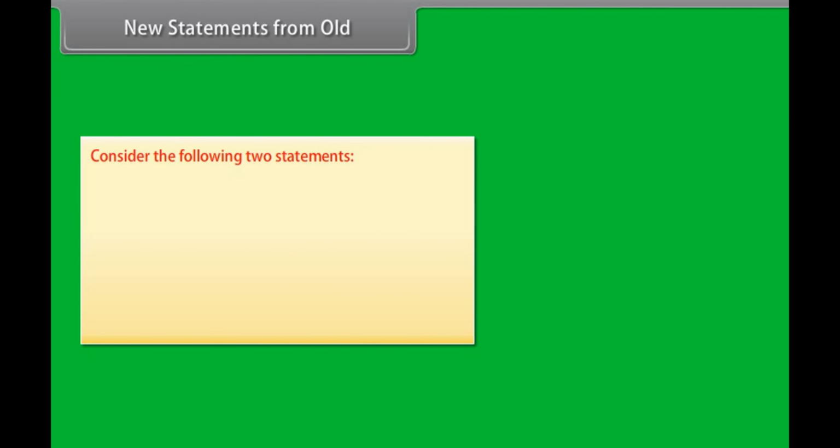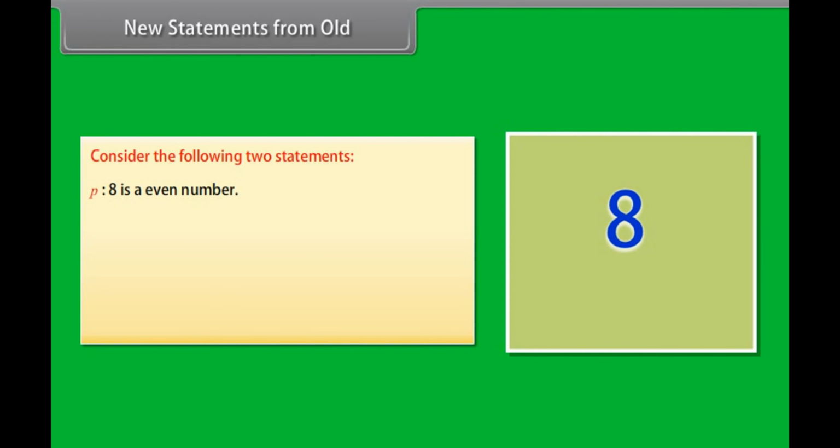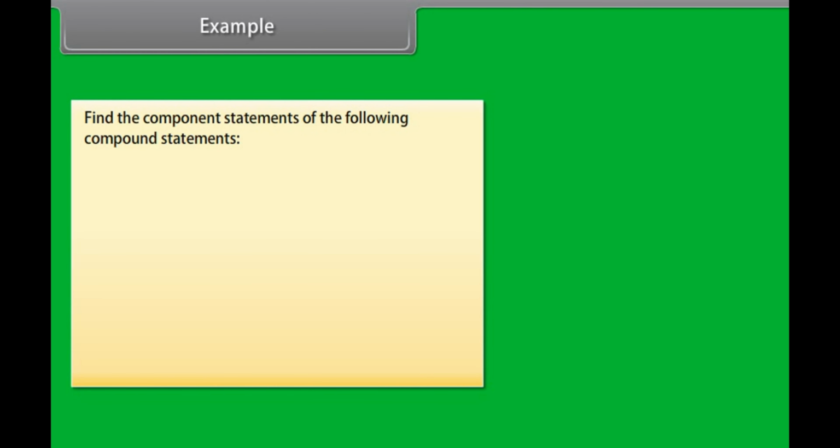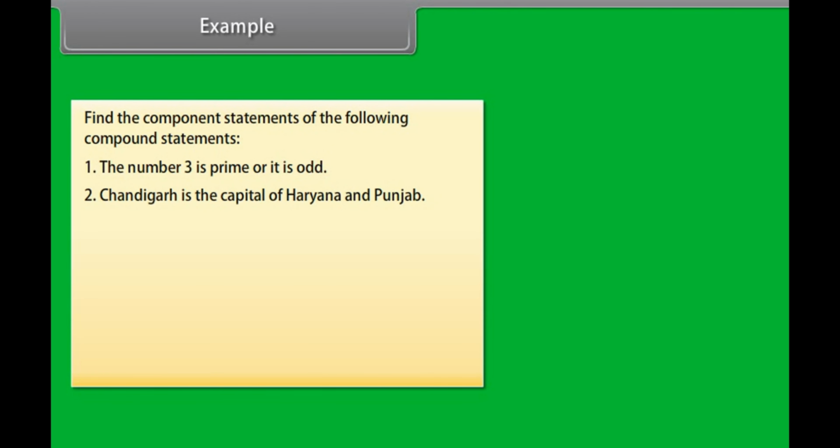Consider the following two statements. P is a statement that 8 is an even number. Q is a statement that 8 is a natural number. These two statements can be combined with the connective AND to get a new compound statement. R is a statement that 8 is an even number and a natural number. Example: find the component statements of the following compound statements. The number 3 is prime or it is odd. Chandigarh is the capital of Haryana and Punjab.